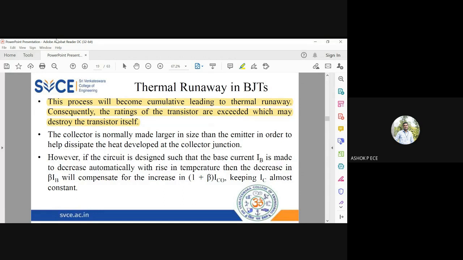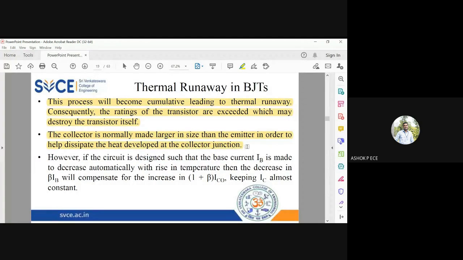So everything comes from nature, right? When the area of the collector is made larger, the heat produced in the collector junction will be dissipated into the environment much faster. When the area of the collector is very small, heat dissipation becomes a problem which will eventually damage your transistor. To some extent, I can prevent damage to the collector junction by making the area of the collector larger. This will dissipate my heat quickly into the environment.